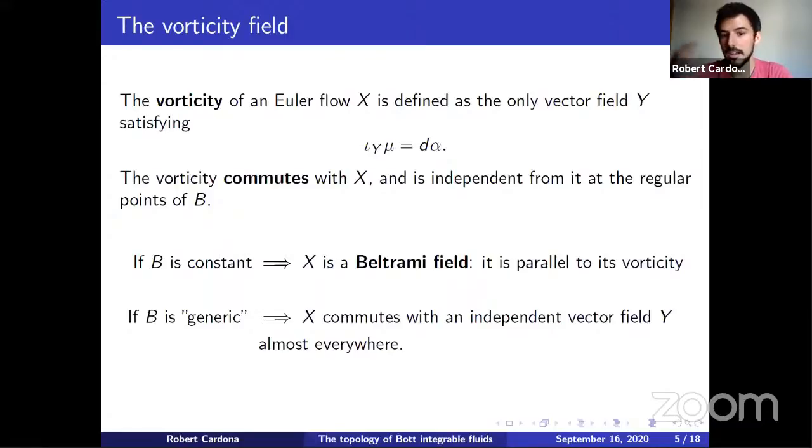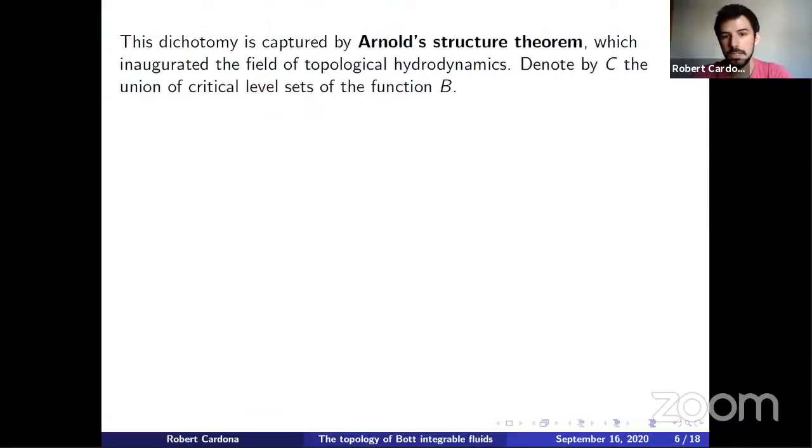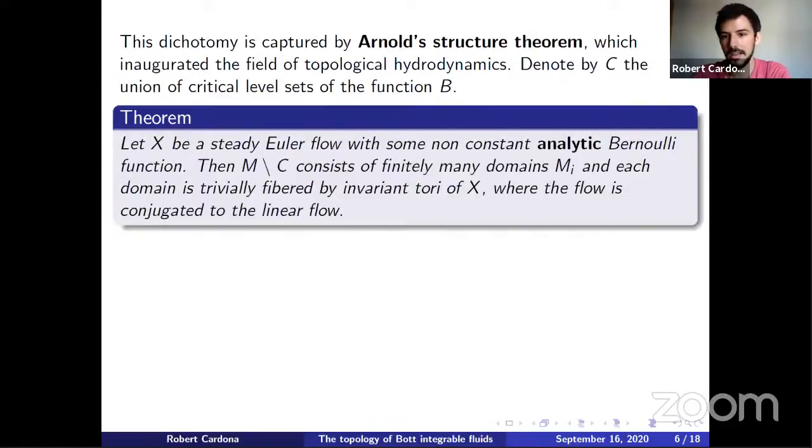And this dichotomy is captured by a very well-known theorem, which is called Arnold's structure theorem. And this theorem basically inaugurated this field of topological hydrodynamics. And this theorem is telling you what happens when B is analytic or in fact, generic in this sense I was telling you. So if I denote by C the union of critical level sets, which will be somehow the Bott set, the fluid has a very rigid behavior.